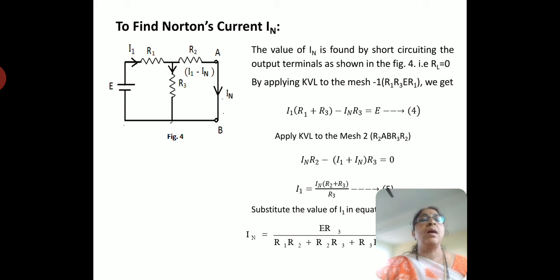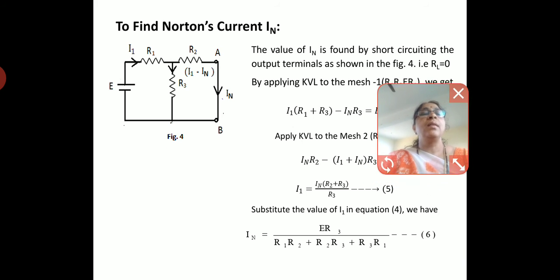Then again apply KVL to the second mesh. Here the second mesh does not have any EMF, and therefore IN R2 minus (I1 plus IN) into R3 is equal to 0. Then take I1 outside and substitute this in equation 4, we get the value of IN.